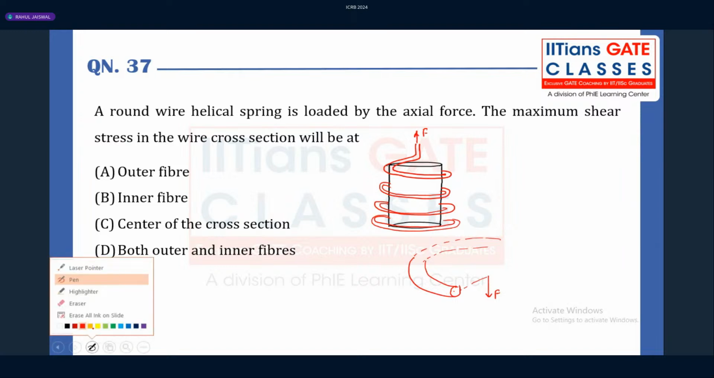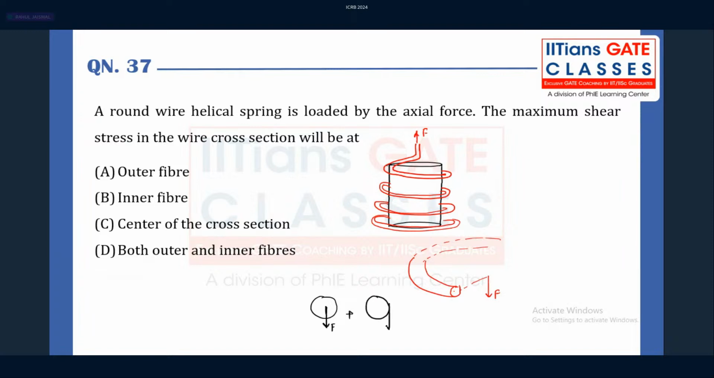This wire will be subjected to direct shear force. If you transfer the load, there is a direct shear force plus there is a twisting moment. Because of that, torsional shear stress will be developed. So because of this, there is a direct shear, tau 1, and because of this, there is a tau 2. The inner fiber will be subjected to both tau 1 and tau 2, which are both acting in the downward direction. So the inner fiber will be subjected to the total maximum shear stress.